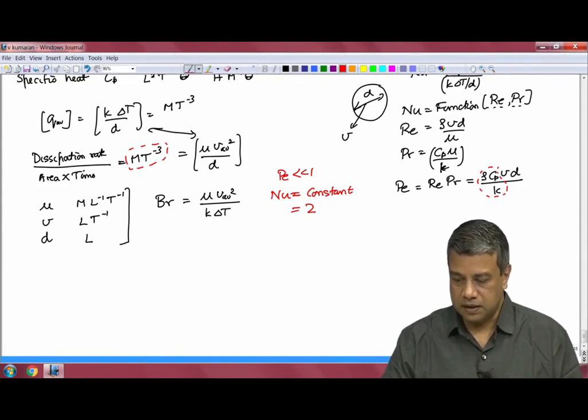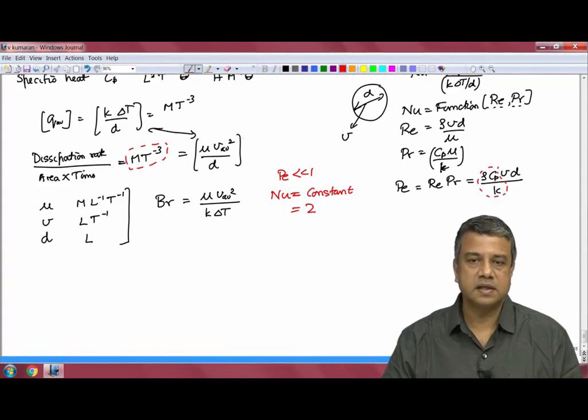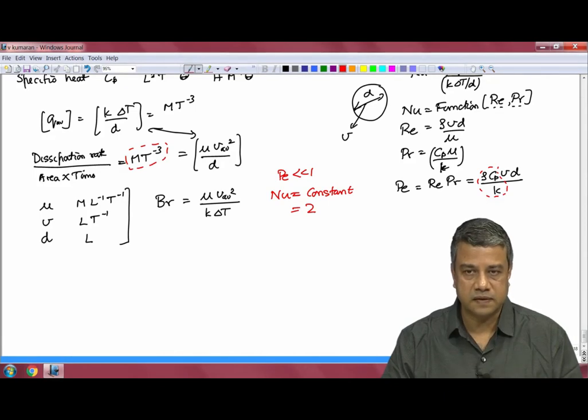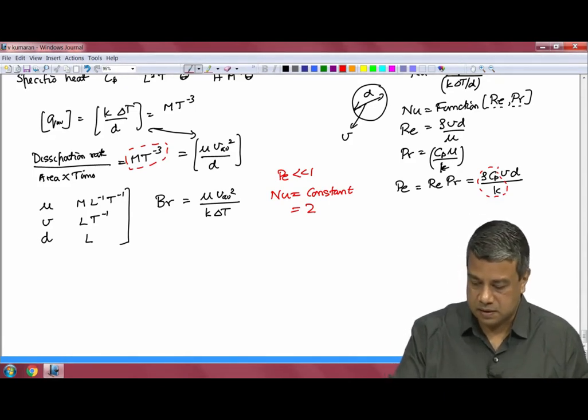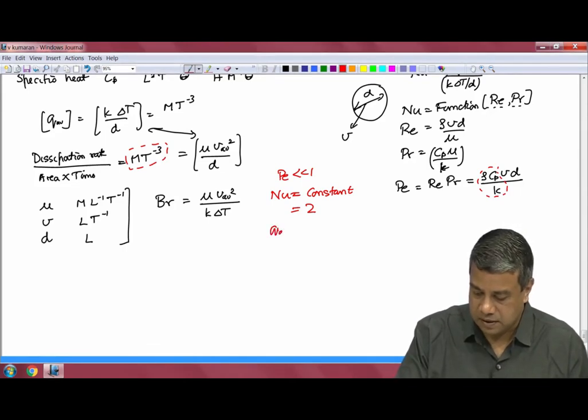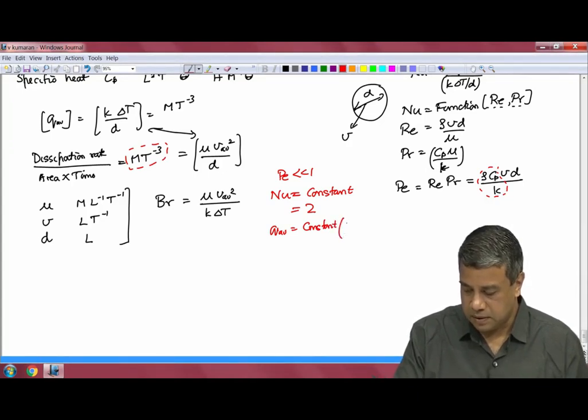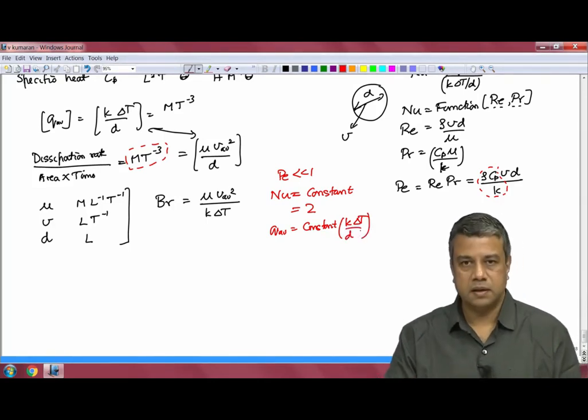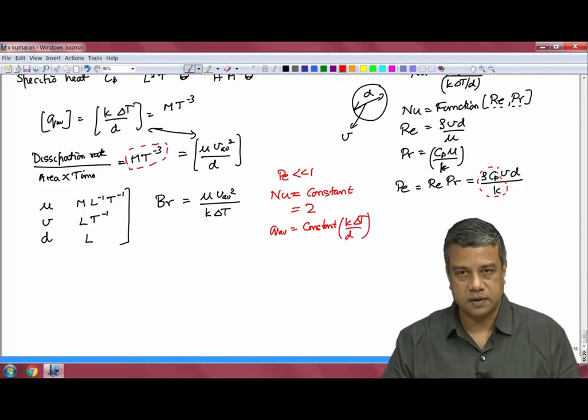And if the Nusselt number is a constant, then you can easily find out, for example, the heat transfer rate by relating the average flux to some constant times k delta T by d. Just heat transfer rate is equal to a constant times k delta T by d, and that you can use in order to find out the average heat transfer rate.